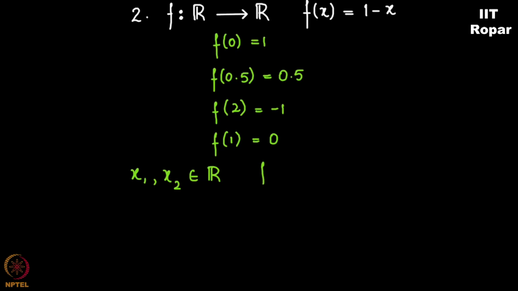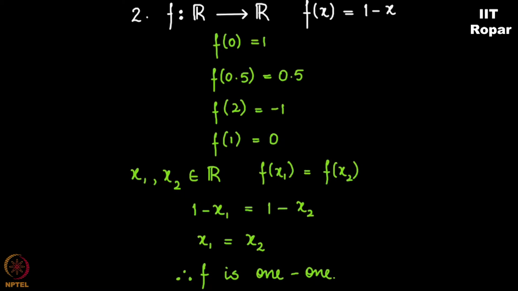Let x1 and x2 be two real numbers. f of x1 is 1 minus x1 and f of x2 is 1 minus x2. I assume f of x1 is equal to f of x2 and hence 1 minus x1 is equal to 1 minus x2. Cancelling 1 on both the sides gives me x1 is equal to x2, which contradicts our assumption, and hence f is 1, 1. So what do I assume every time? I assume that x1 and x2 are different, but f of x1 and f of x2 are the same, and hence I arrive at the contradiction.